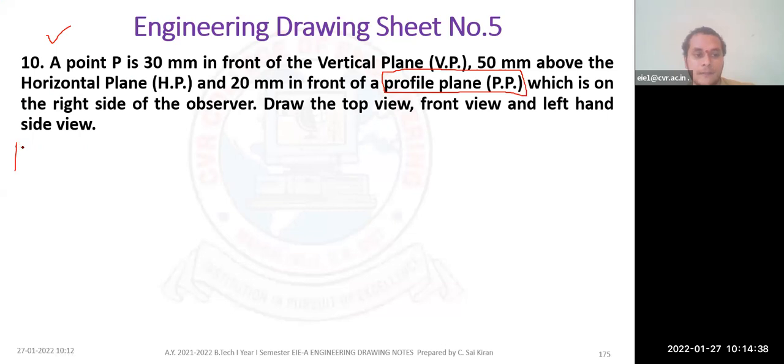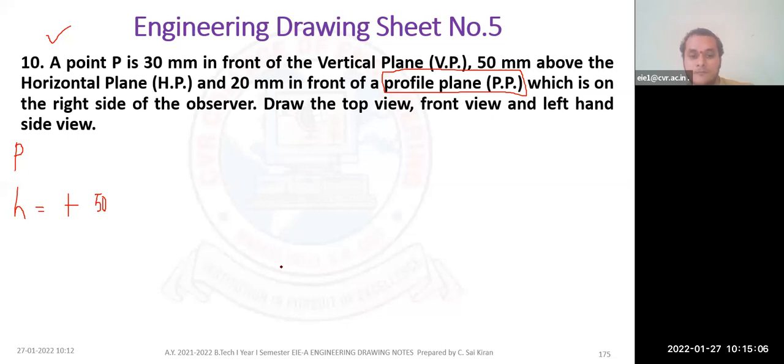The letter is P, and it is 50 mm above HP. So H is positive 50, and they told that it is 20 mm in front of the profile plane. It is not the D value. It is on the right side of the observer.